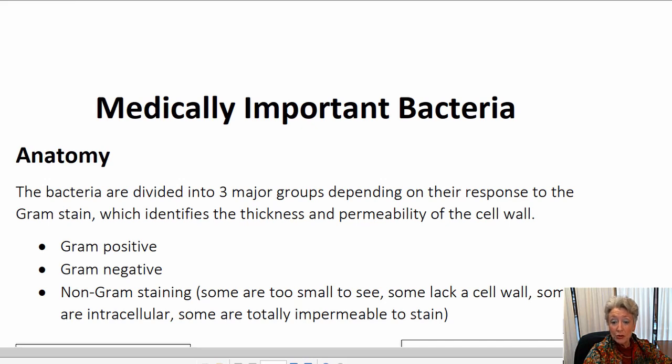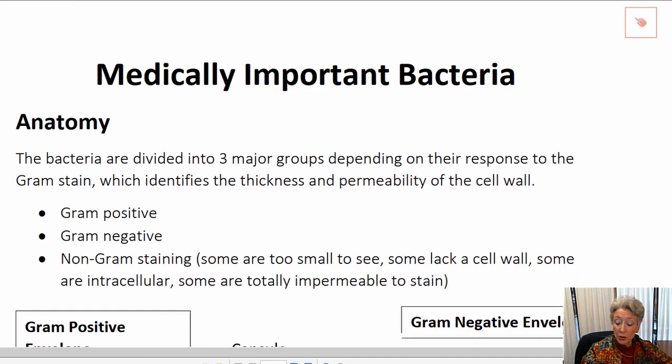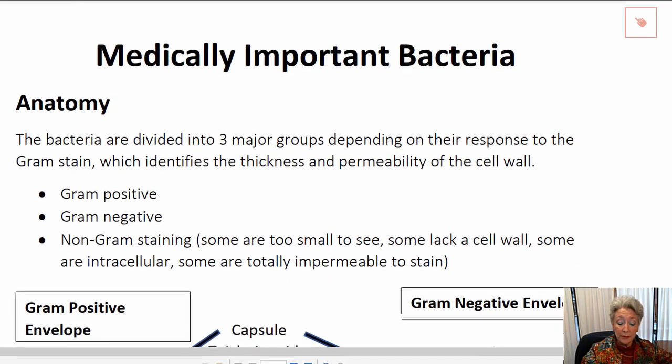I would suggest that you take it in chunks and not try to gut the whole way through it in one setting. But starting with chapter 3 here, we're going to talk about the medically important bacteria. And we're first of all going to talk about the minor issues of how we tell them apart as far as their anatomy, their physiology, and so forth.